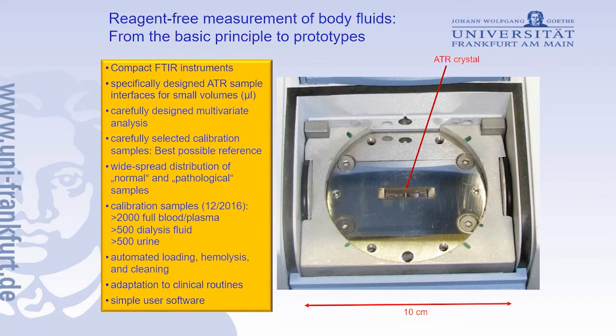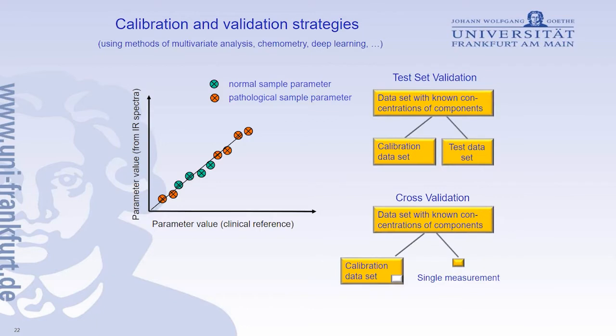In the case of full blood samples, we have based the analysis of blood on about 2,000 reference samples of full blood and plasma. In the case of dialysis fluid or urine, a lot less. The system has an automatic loading, hemolysis, and cleaning system. It's adapted to clinical routines, and because it's intended for medical doctors, it has a clinically relevant, simple user software. What it uses is mathematical procedures for calibration and validation strategies. Those are multivariate analysis, chemometry, even deep learning procedures.